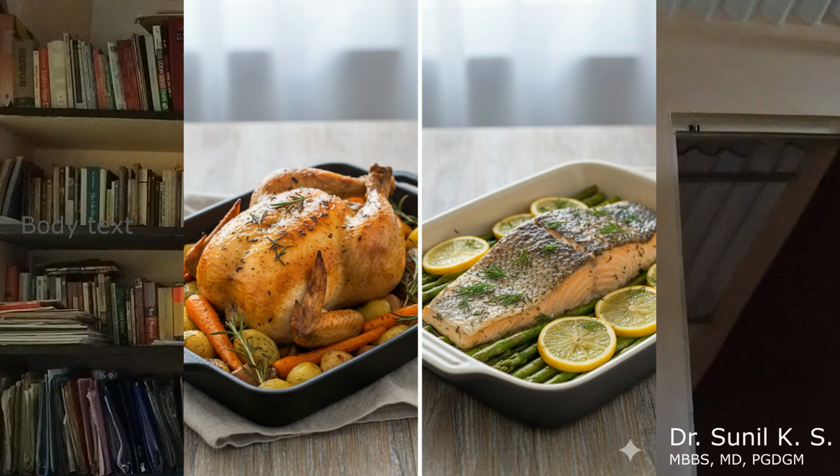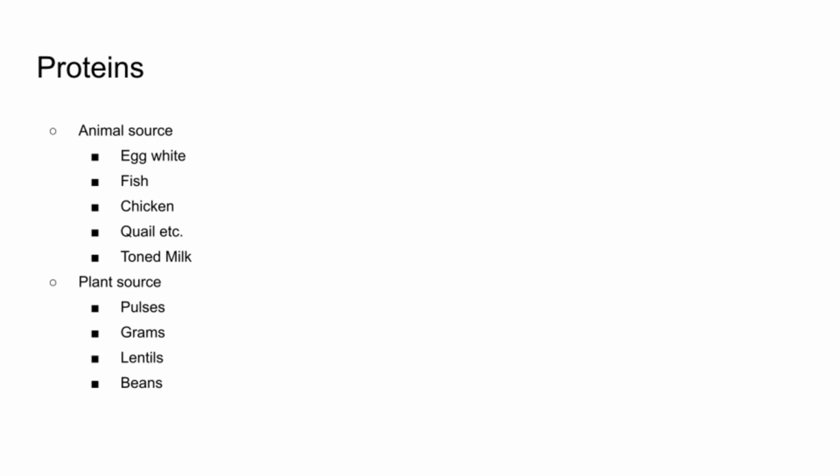Then let us go on to proteins. Proteins, there are both animal sources as well as plant sources. The animal sources are the egg white, chicken, fish, all meats, including red meat such as beef and mutton, and seafood, etc. Milk is another important source of protein. Among the vegetable sources are the pulses, legumes, beans, grams, etc. Of course, there is some amount of protein even in the cereals such as rice and wheat, but that's comparatively less.